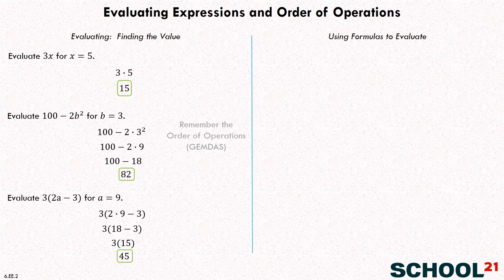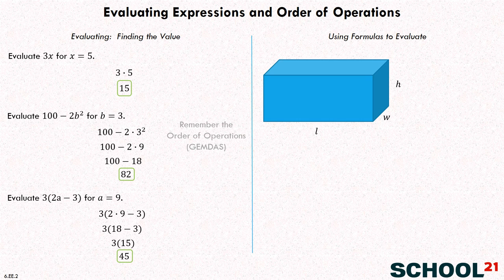Mm-hmm. Okay, now let's go up over to the other side and look at an example where we're going to be using formulas to evaluate an expression. So here we have what's called a rectangular prism. It's kind of like a stretched out cube, and it has a length, a width, and a height.